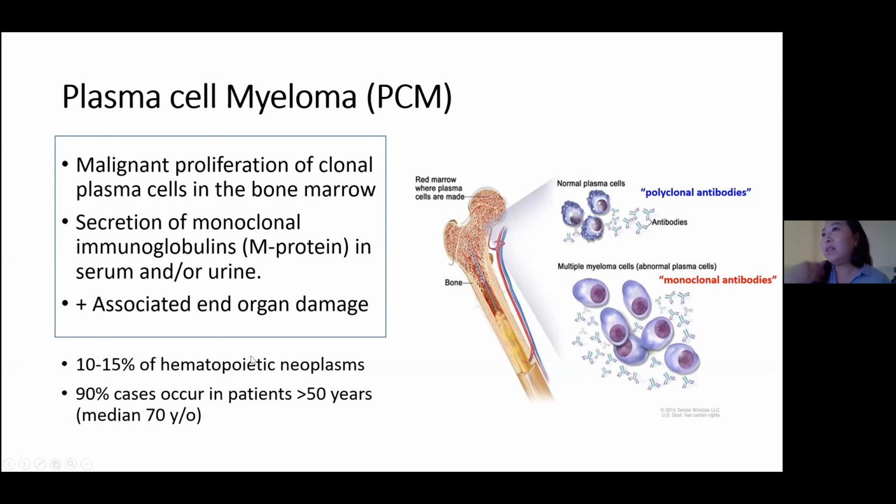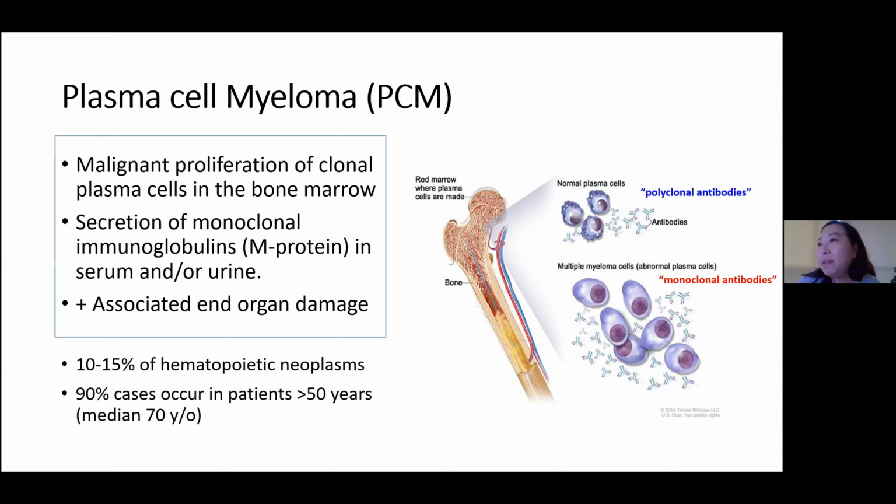And they can also accumulate in different organs and lead to organ damage, like in your kidneys, for example. And they can occupy your bone marrow, leading to anemia, thrombocytopenia, and neutropenia in the presence of these abnormal plasma cells.